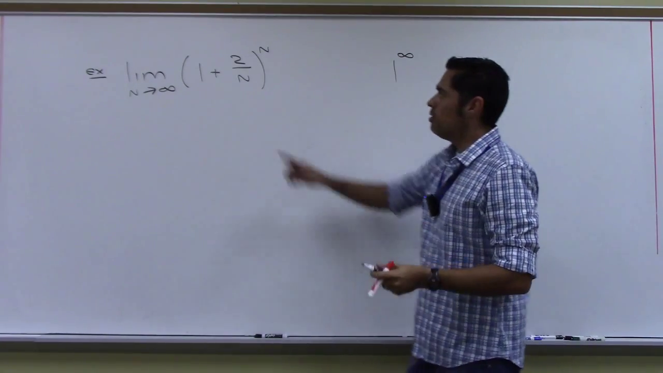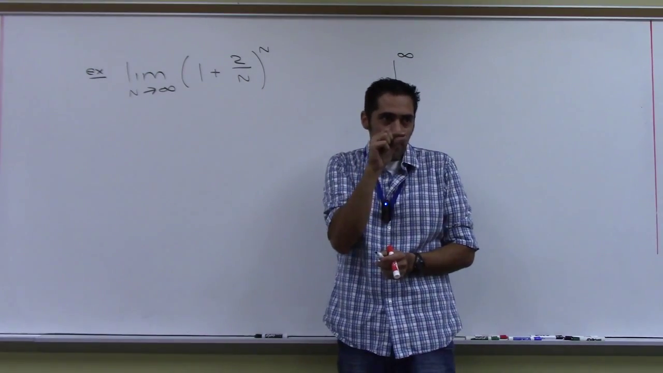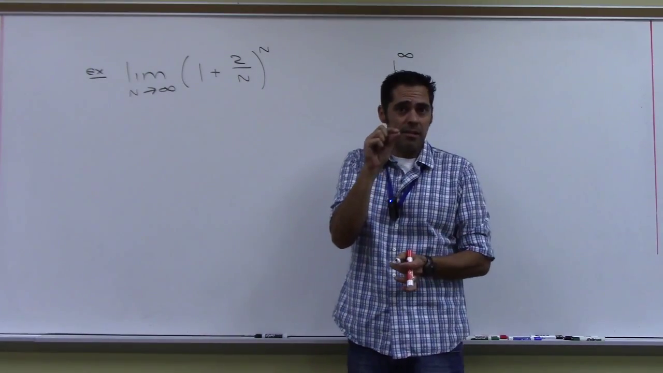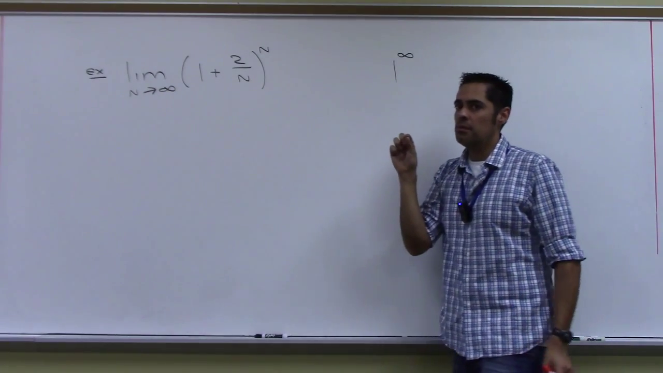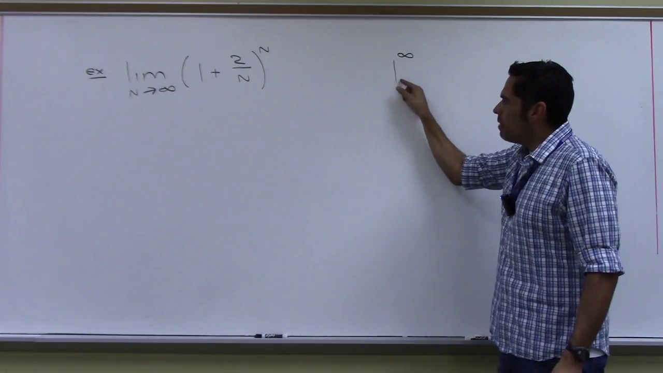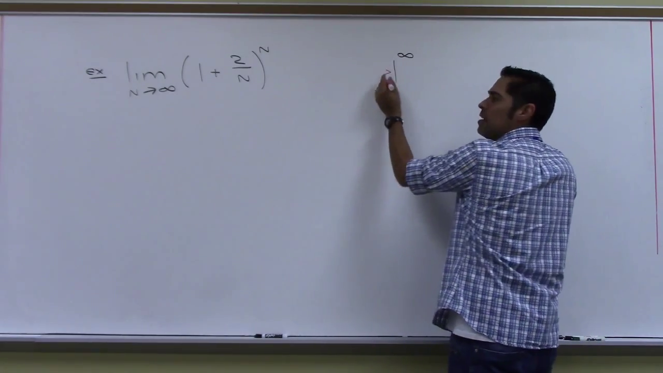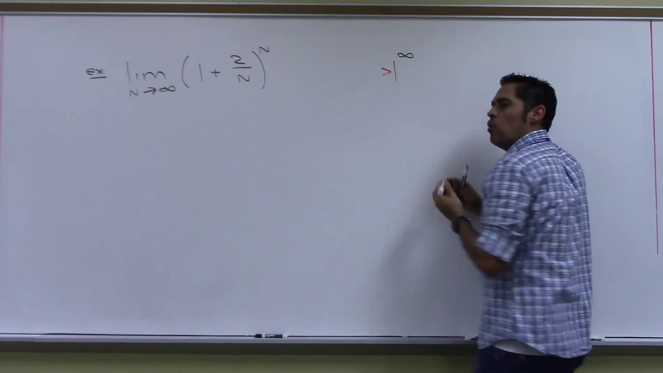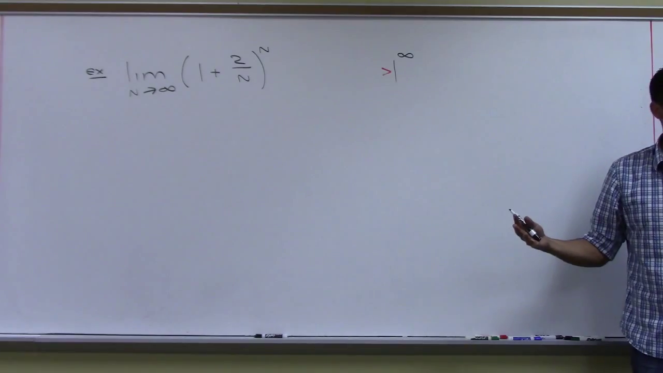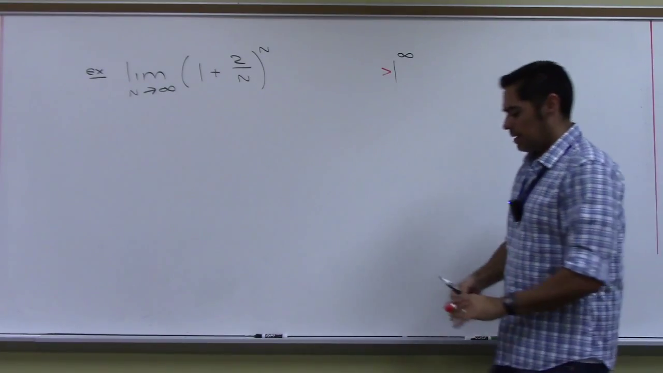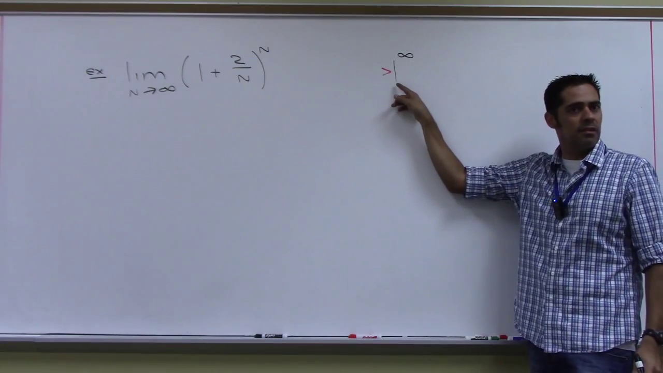Think about it. If I plug a huge number in here for n, 2 divided by that huge number, isn't that a tiny little number? It's getting closer to 0, but it's tiny, isn't it? So I have 1 plus a tiny number. That's not 1, is it? So this right here is a little greater than 1. And I raise it to this huge power, what happens? It kind of depends on how big the power is and how close that is to 1, doesn't it?